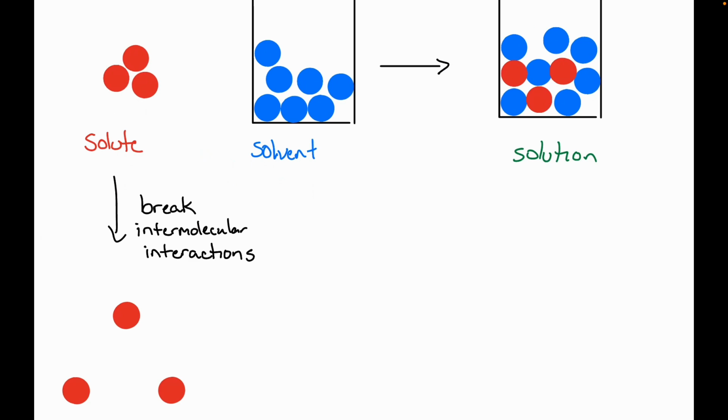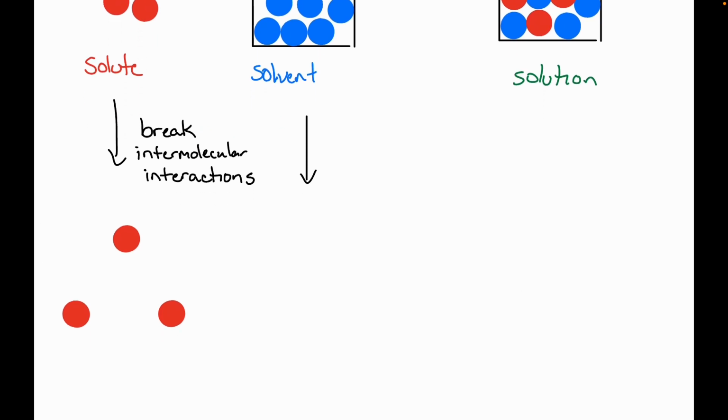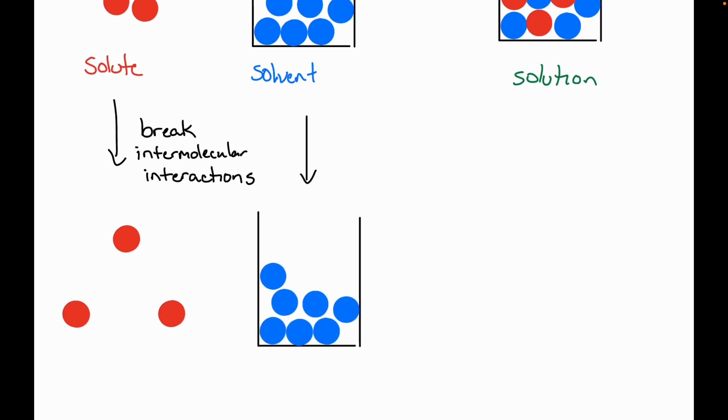Now, likewise, I'm going to have to do the same thing with my solvent. All right, I got to make room for those solute molecules. So I'm going to take my solvent, and likewise, I have to break those intermolecular interactions between neighboring solvent molecules. Right? I got to make room for those solute molecules. Okay?